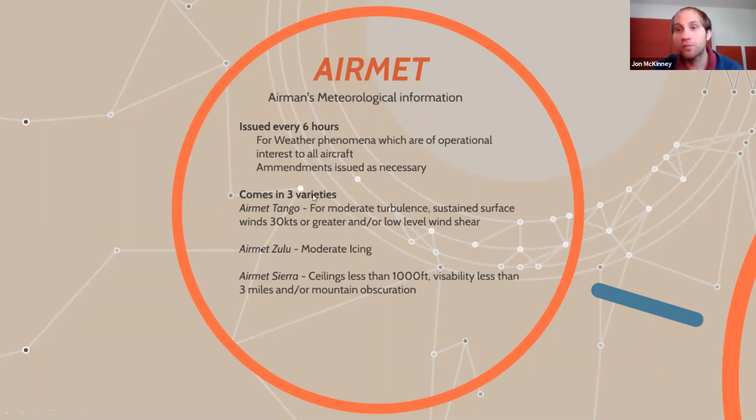It comes in 3 varieties. Like I was saying, there are 3 AirMets that we really need to wrap our brain around: Tango, Zulu, and Sierra. Yes, you need to know these. Tango is for turbulence. T for turbulence. AirMet Tango is for moderate turbulence, sustained surface winds of 30 knots or greater, and/or low-level wind shear.